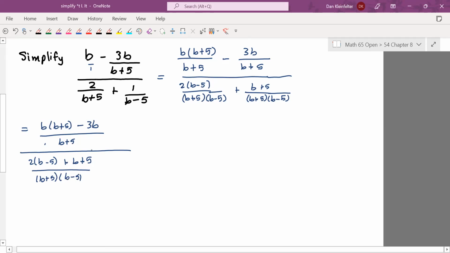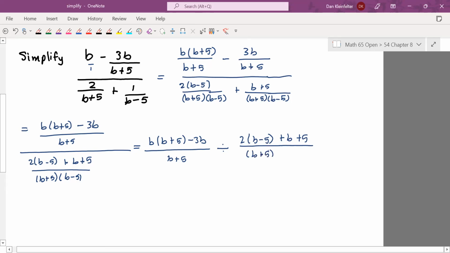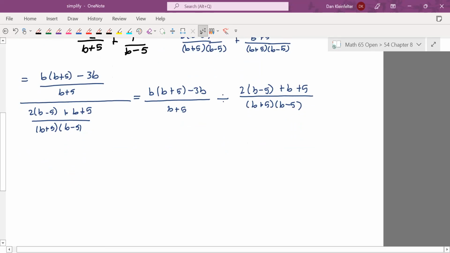Okay, now that we have the numerator and denominator written as single terms, we can rewrite this whole thing as a division. We'll have b plus 5 minus 3b over b plus 5, that is divided by 2b minus 5 plus 5, divided by b plus 5, b minus 5. Okay, it's already getting a little bit better.